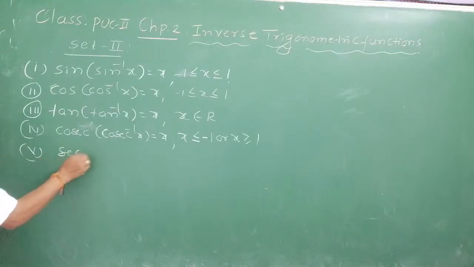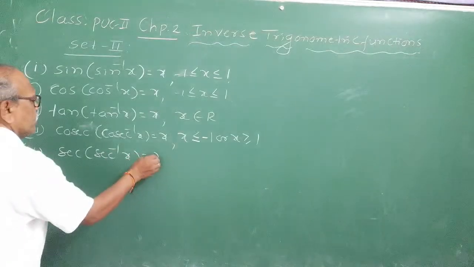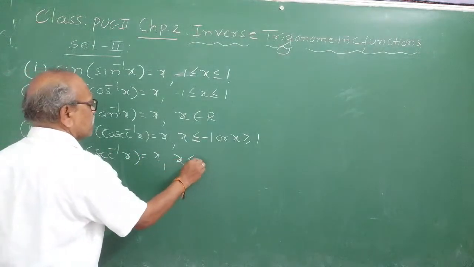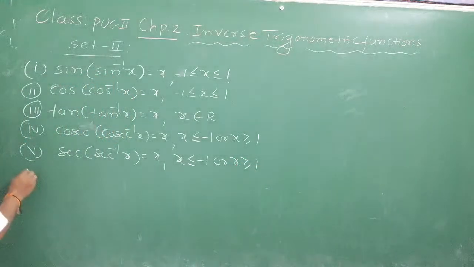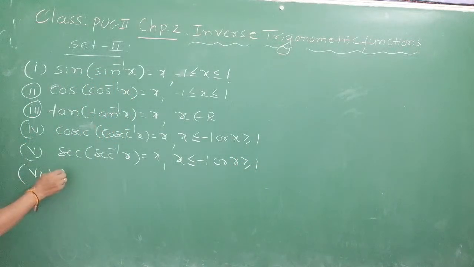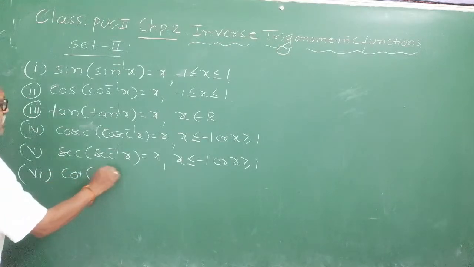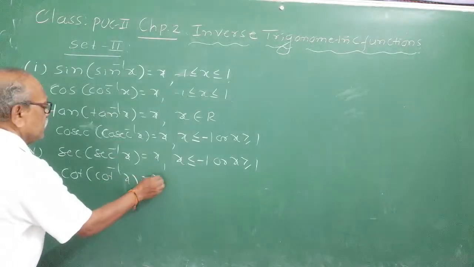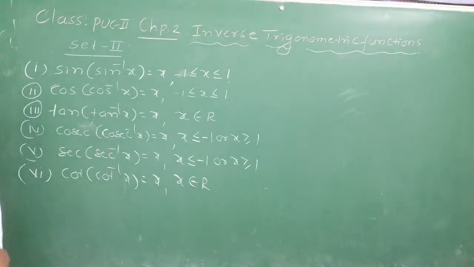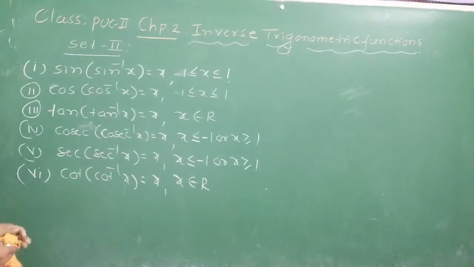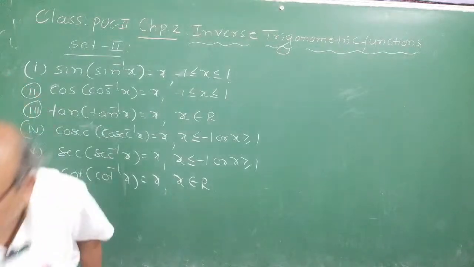Similarly, sec of sec inverse x is equal to x, provided x is less than or equal to -1 or x is greater than or equal to +1. And the sixth in this set is cot of cot inverse x. Again, x belongs to any real number on the number line. Right? I will show you the proof of them.